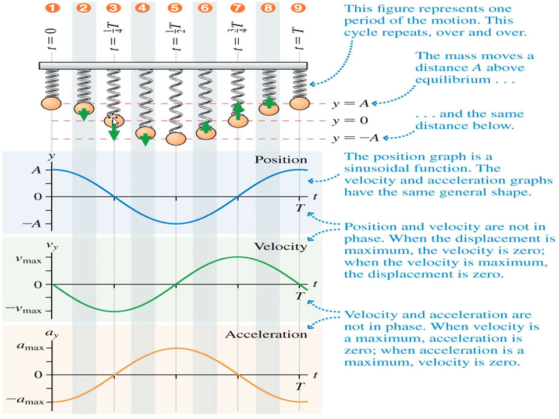Then we said, all right, it's going downward here, so it's going to have negative velocity. Upward up here, it's going to have positive velocity. That negative velocity is going to have its maximum value, so to speak.